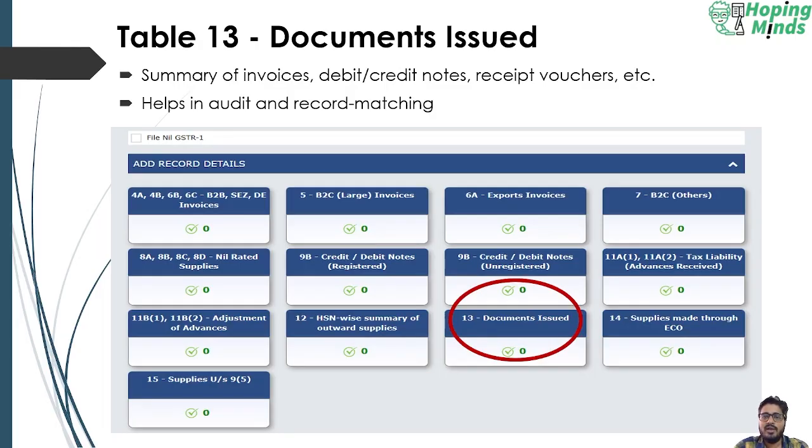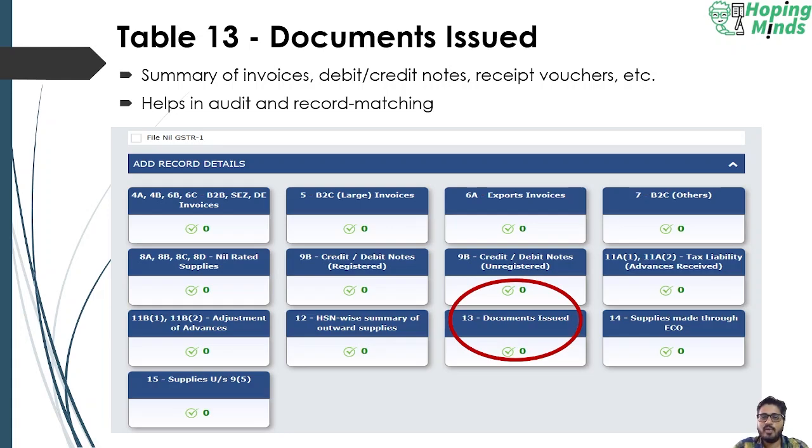Next is document issued. Under this table, the different documents that are issued during the reporting period are required to be disclosed. So under this table, details of documents that are being issued during the reporting period, like invoices for outward supplies, then invoices for inward supplies from unregistered person, then revised invoices, debit notes, credit notes, etc. are required to be disclosed.